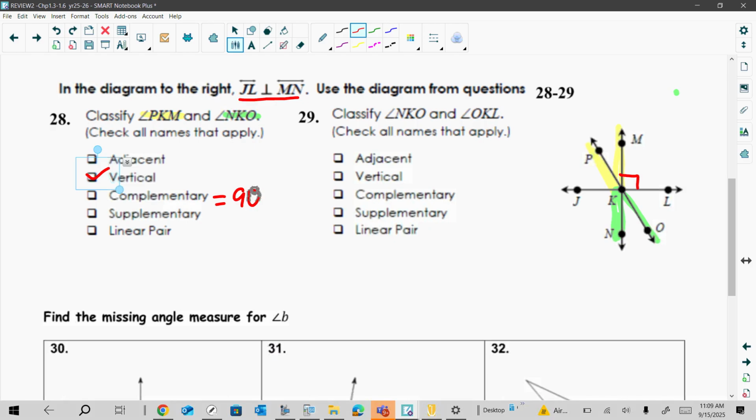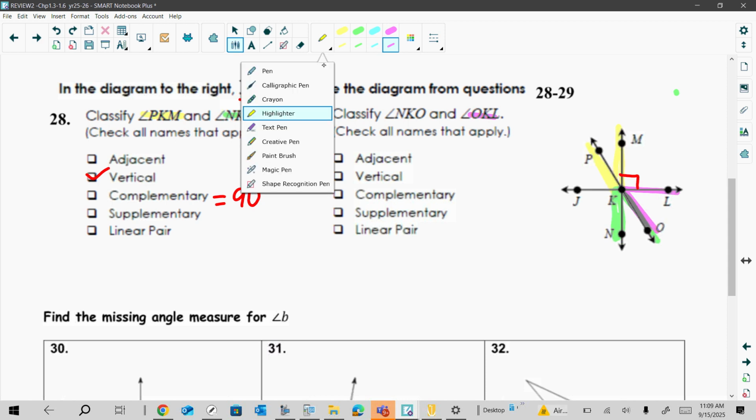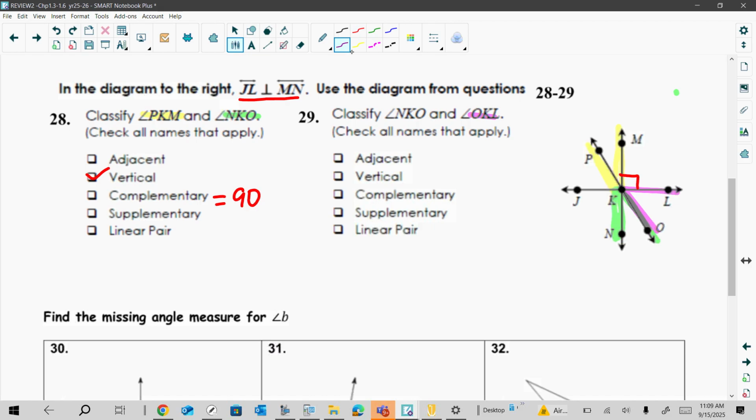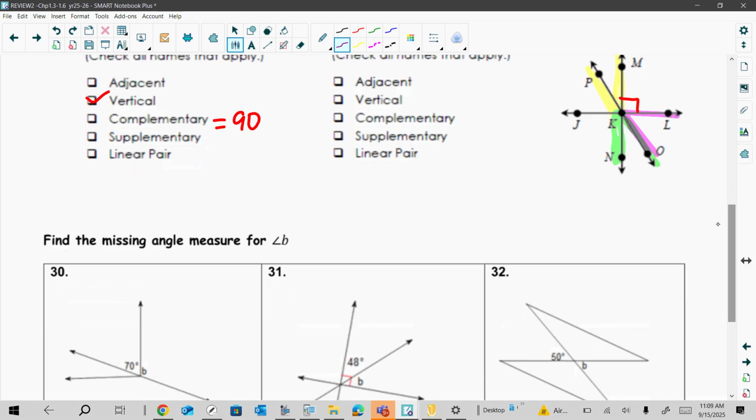All right, now my green angle is NKO. Now they want me to compare that with OKL. So now looking at the green and the purple, what is that relationship? Check all that apply. It is adjacent. Nope, it's not vertical. I'm only looking at these two. Yep, it's complementary.